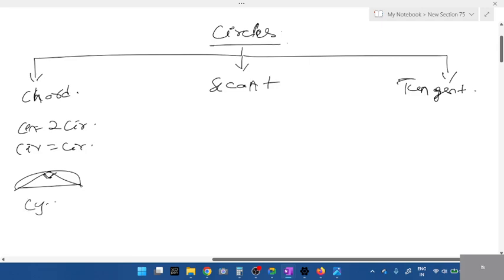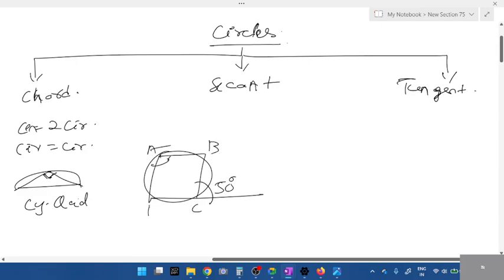Then we studied cyclic quadrilateral. In a cyclic quadrilateral, there is also the exterior angle. The exterior angle, if this is 50, is equal to which one? The interior opposite angle, A is 50 degrees. Then we studied straight line, right? On a straight line, the sum of angles is equal to 180. If this is 50, the other one will be 130.